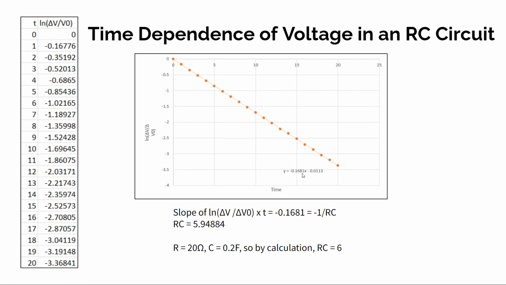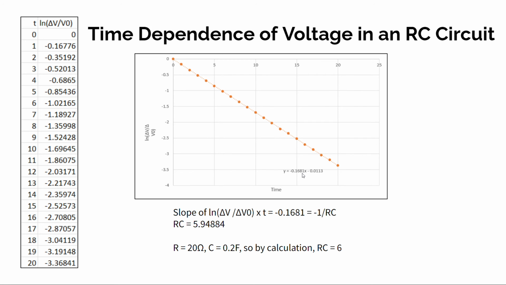Our data is on the left, and this was graphed. We graphed the natural log of the change of voltage over the initial voltage drop. We graphed that alongside time, as our equation showed that the slope of this line would equal -1 over the time constant of this RC circuit.